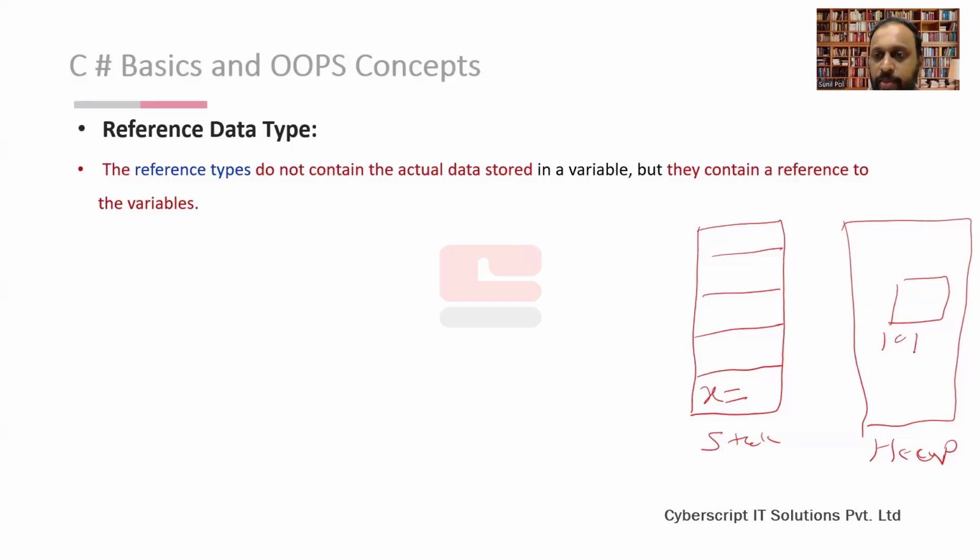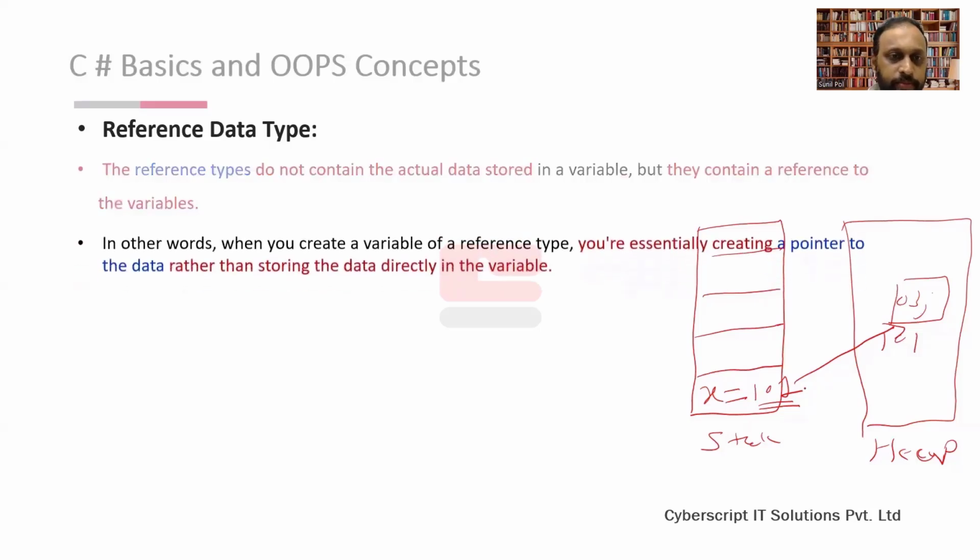So suppose this is the memory address of it. Now X holds the value of that particular object. It is the address of that particular object from the heap. So X does not contain the exact value of that particular variable. It's pointing to the memory address of the heap where the object is created by the runtime environment. So a reference variable does not contain the actual data, but contains a reference to that particular variable.